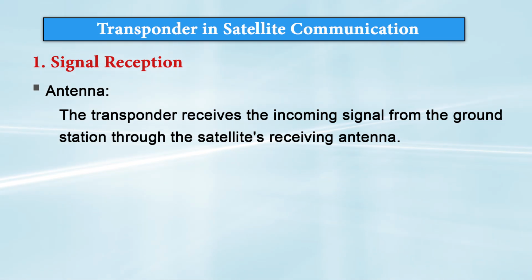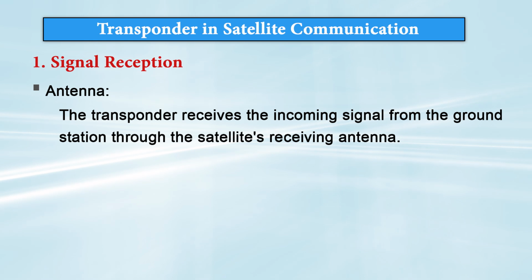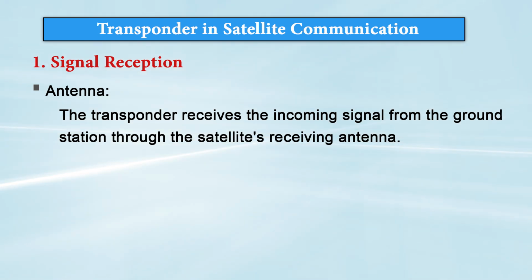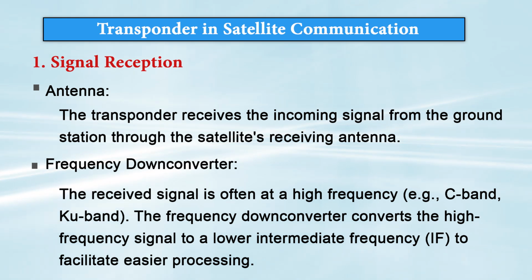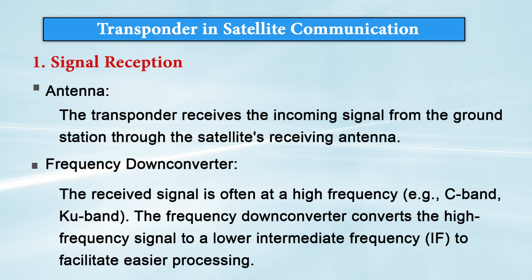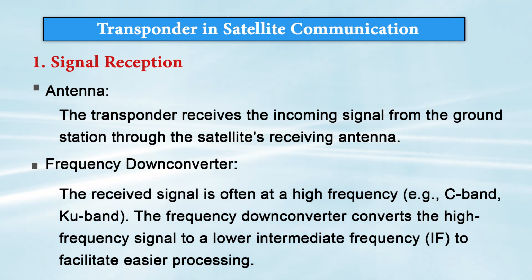For that, antenna is there, right. The transponder receives the incoming signal from the ground station through the satellite receiving antenna. Then there is a frequency down converter. The received signal is often at high frequency, for example, C band and Ku band. The frequency down converter converts the high frequency signal to a low intermediate frequency to facilitate easier processing.